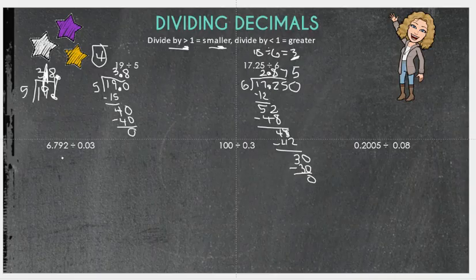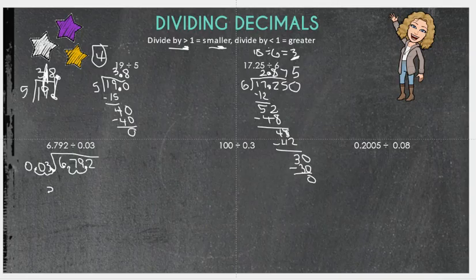All right, now dividing by a decimal, 6.6 and 792 thousandths divided by 3 hundredths. Now, when we do have a decimal in the divisor, we want to make the divisor a whole number. So what we are technically doing, we say we're going to move the decimal point 2 places, and then do the same thing here, move the decimal point 2 places.